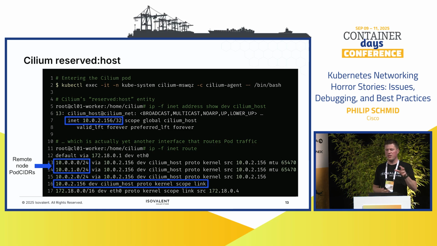Now, through this interface, which is called cilium_host, Cilium itself also does the setup of the VXLAN tunnels or the Geneve tunnels to the remote nodes, and that's what we essentially see here on lines 13 and 14, because there we have the /24 ranges from the pod CIDRs of the remote nodes.